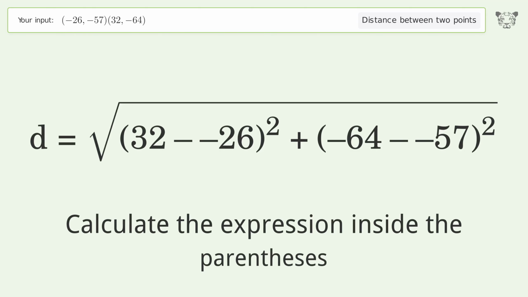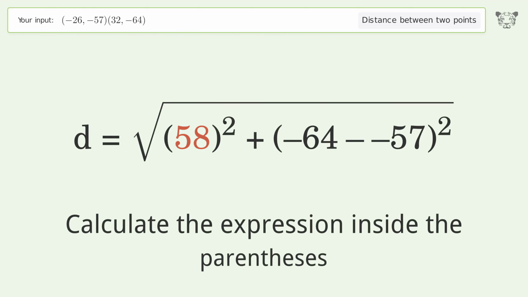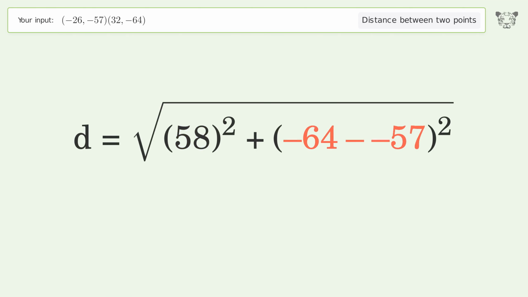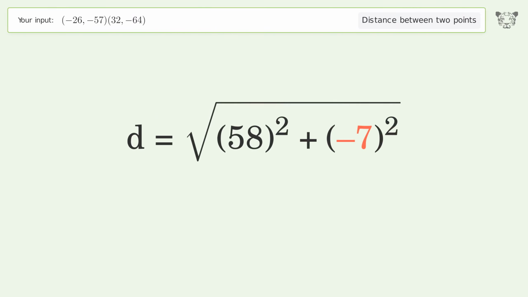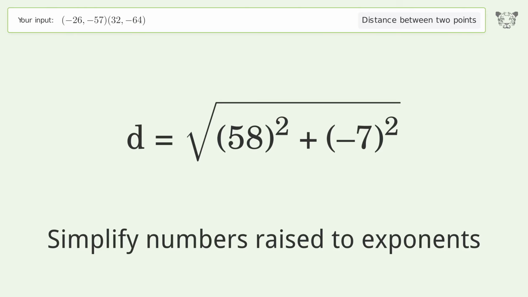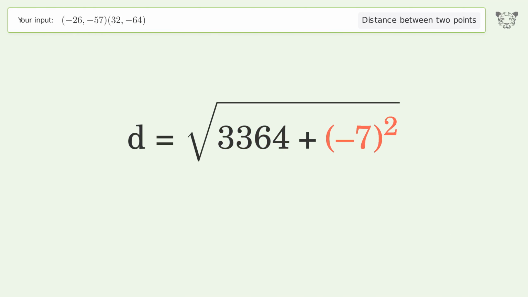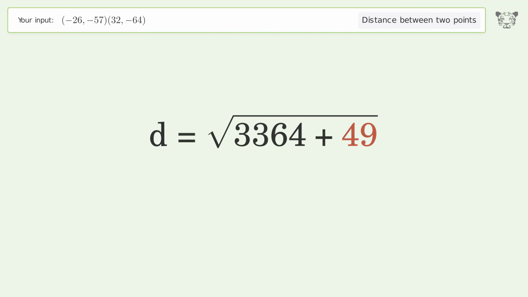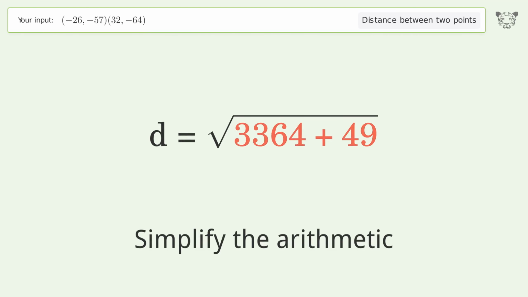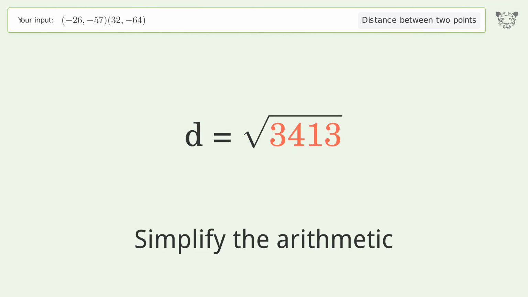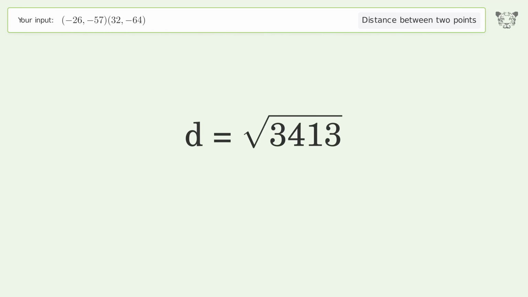Calculate the expression inside the parentheses. Simplify numbers raised to exponents. Simplify the arithmetic. And so the distance between the 2 points is the square root of 3,413, or 58.421.